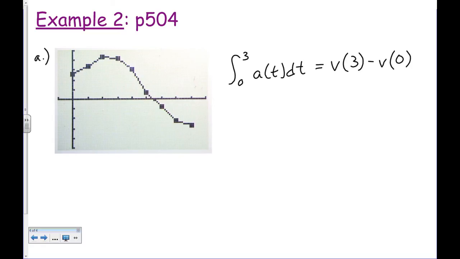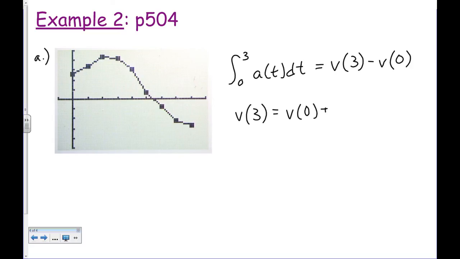It tells me how much it changed by. And if I know I started out at 20 miles per hour when time is 0, and this tells me how much I change by in that interval, I can then figure out what's happening at 3 and then at 6 and so forth. In fact, I can solve for v of 3 here. Just move v of 0 to the other side.